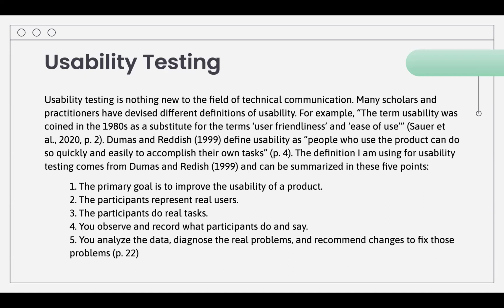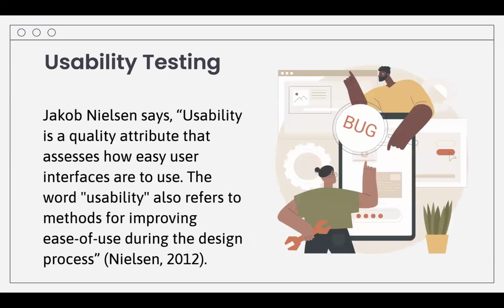The definition I'm going to use for usability testing comes from Dumas and Redish and can be summarized in these 5 points. 1. The primary goal is to improve the usability of a product. 2. The participants represent real users. 3. The participants do real tasks. 4. You observe and record what participants do and say. And finally, 5. You analyze the data, diagnose the real problems, and recommend changes to fix those problems.